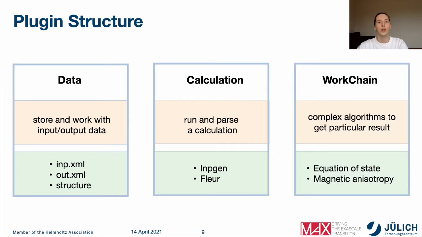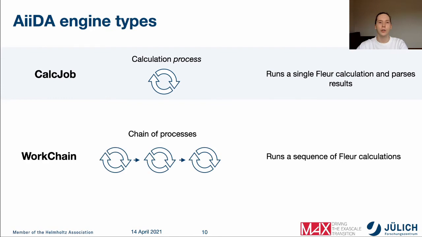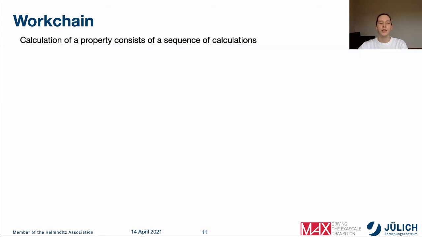So, the WorkChain represents not a single process, but a set or a sequence of processes. But it's not so simple. You can implement a complex logic behind the WorkChain so that the WorkChain decides for you. Let's consider the example of an equation of states calculation.